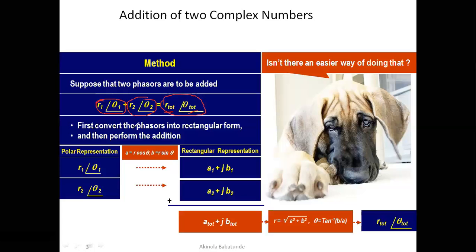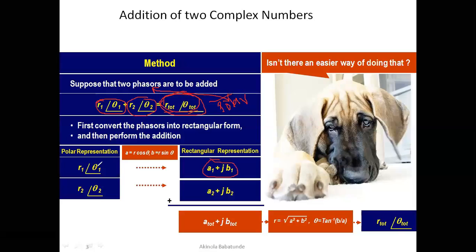So first, convert the phasors into rectangular form. Like I told you, this is a polar form. This is a phasor form or polar form, so they mean the same thing. Phasor and polar mean the same thing. Before you can add them together effectively to get the final answer, you have to convert these into rectangular form first. Converting them to rectangular form means you're converting them into this particular form here. This is a rectangular representation.